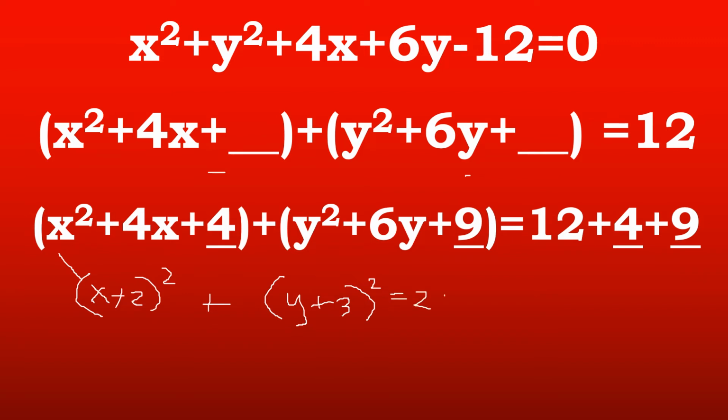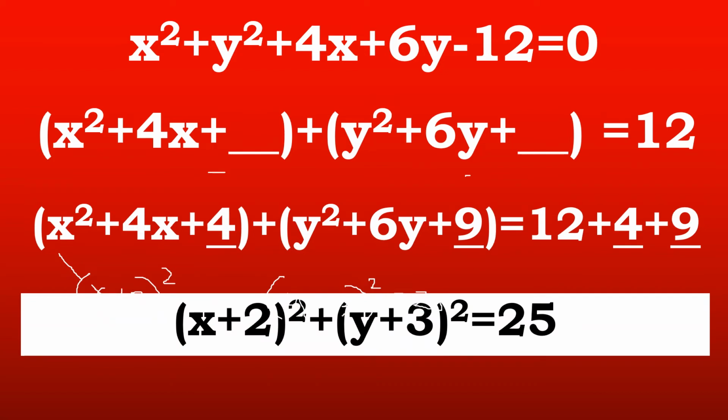So, tingnan natin yung ating final answer kung pareho. Okay, so you have x plus 2 squared plus y plus 3 squared is equal to 25. So, yung nasa taas kanina, x squared plus y squared plus 4x plus 6y minus 12 is equal to 0, yun yung ating general equation. At ito namang nasa baba, this is our standard equation of a circle.